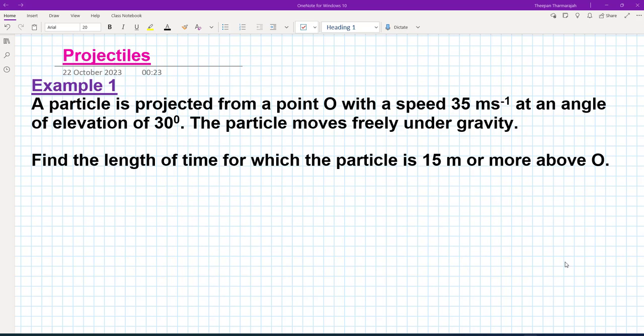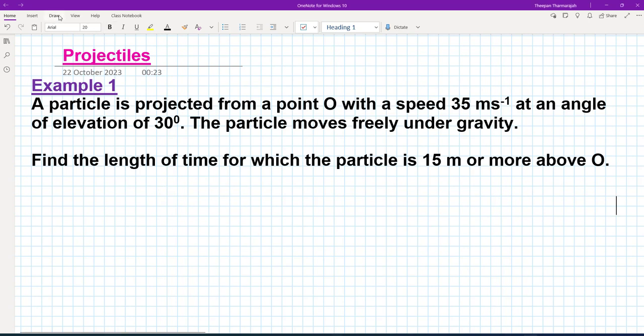In this video, we're going to look at the third type of projectiles. So let's take an example. A particle is projected from a point O with a speed of 35 meters per second at an angle of elevation of 30 degrees. The particle moves freely under gravity. Find the length of time for which the particle is 15 meters or more above O.